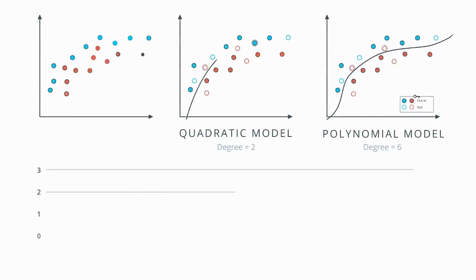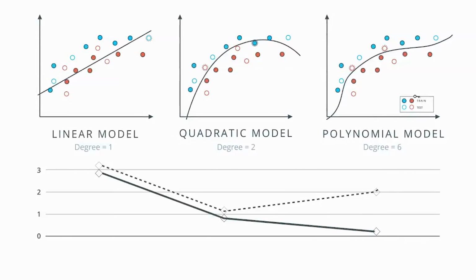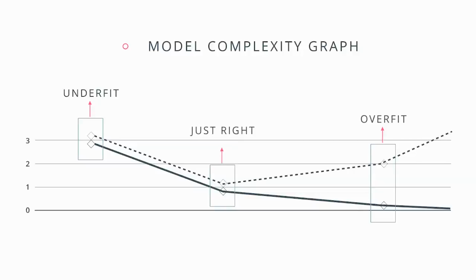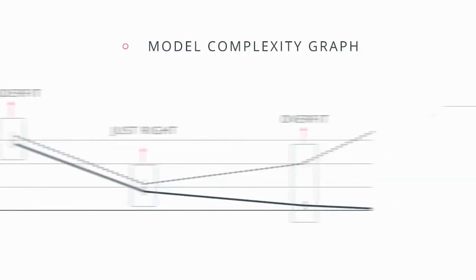Now let's look carefully at the graph we've obtained underneath. This is what's called a model complexity graph. Notice that on the left, we have a model that underfits and gives us high training and testing errors. The model on the right overfits and it gives us a very low training error, but a high testing error. The model in the middle is just right and it gives us relatively low training and testing errors. This is the model we should pick.